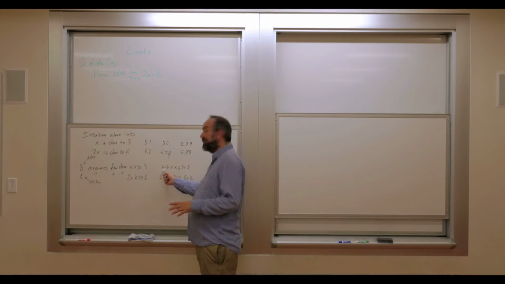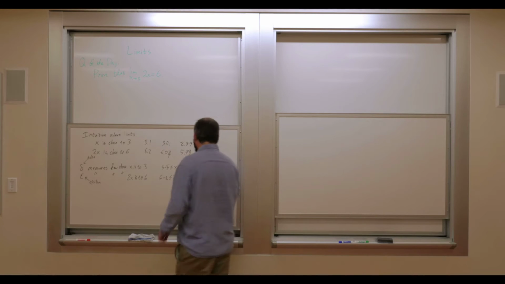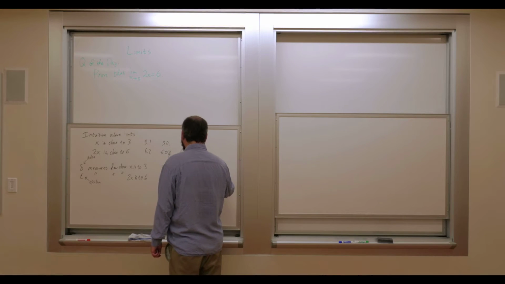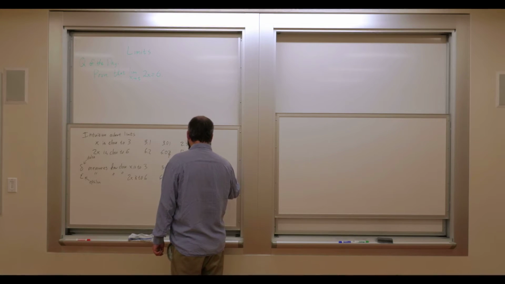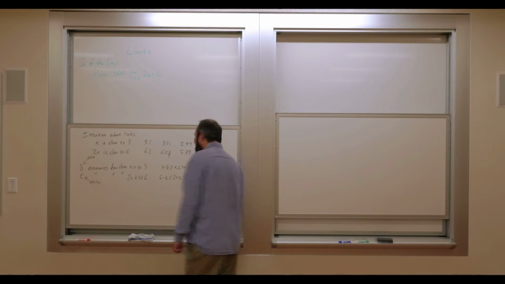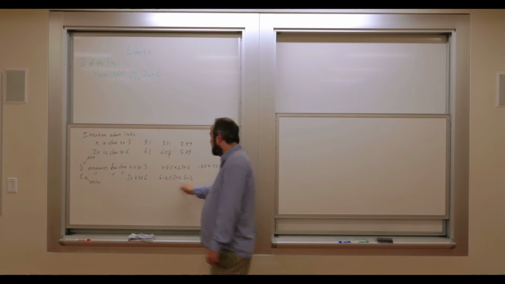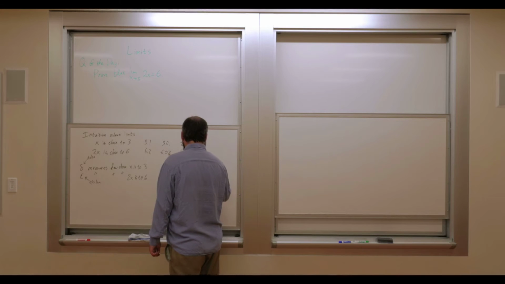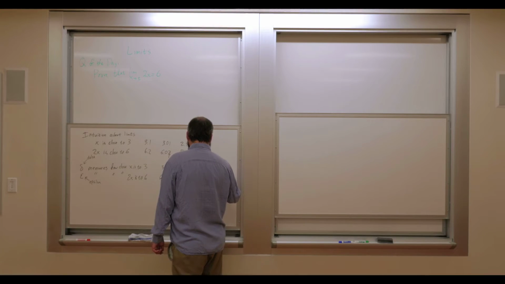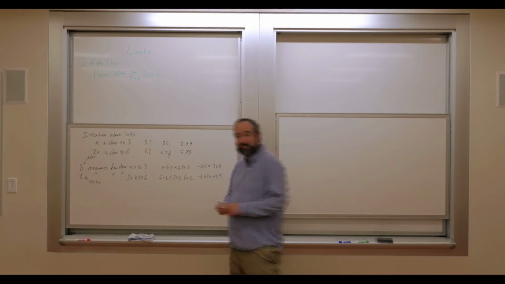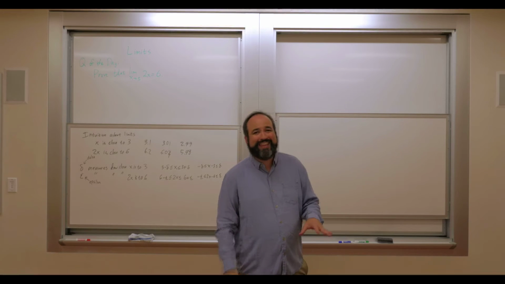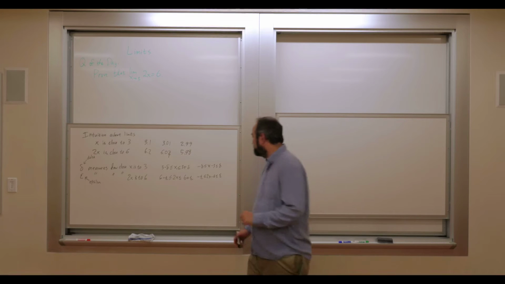Now, of course, I can also write this by subtracting 3 from all sides of this equation. That tells me that negative delta is less than x minus 3 is less than delta. And here, if I subtract 6 from all sides, I get negative epsilon is less than 2x minus 6 is less than epsilon. And I can also write that using absolute values.